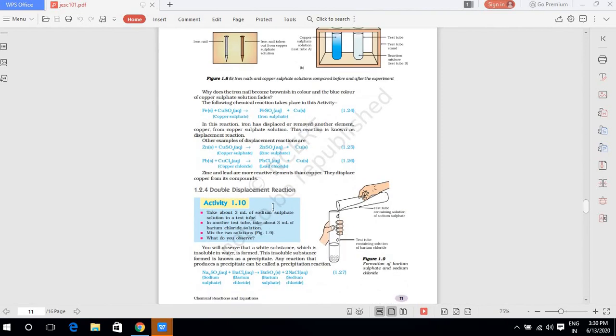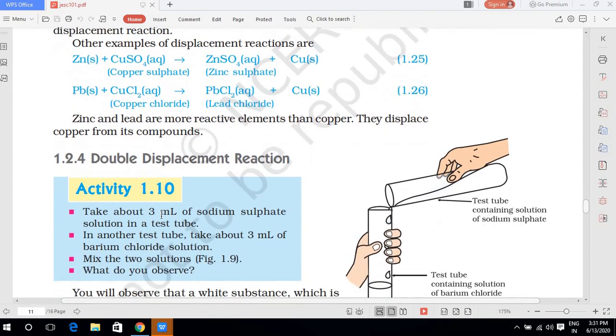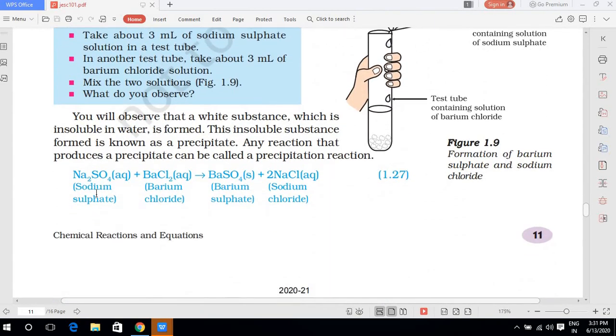And if there is double displacement going on, it is called a double displacement reaction. Such as when sodium sulfate reacts with barium chloride, the sulfate group from the sodium group goes to the barium group and forms barium sulfate, and the chlorine from the barium group goes to the sodium group to form sodium chloride. So double displacement is going on.